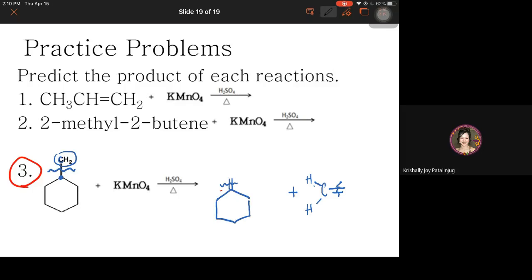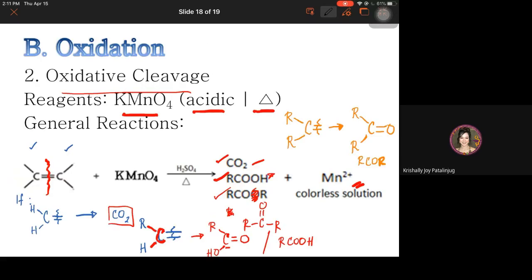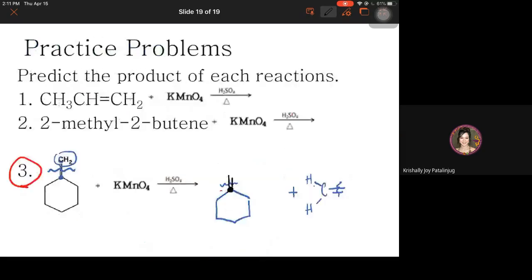You have to determine each cleaved portion so you know whether it becomes a carboxylic acid, a ketone, or carbon dioxide. From this cleaved part, what is attached? If only R groups are attached, it becomes a ketone. In this cleaved part the carbon has R groups attached. Therefore, this will become a ketone.